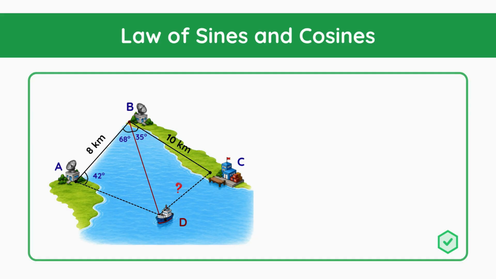Let me break this down into clear steps. To find distance CD in triangle BCD, we know side BC equals 10 kilometers and angle CBD equals 35 degrees. But we need a second side in triangle BCD. Notice that side BD is shared between both triangles. So step 1 is to find side BD using triangle ABD.